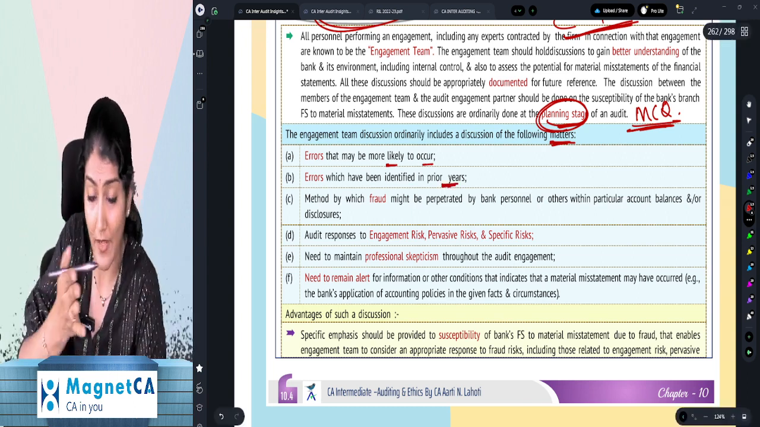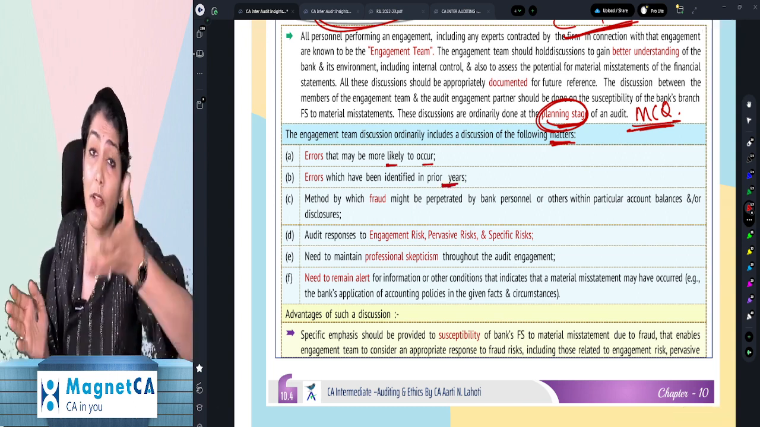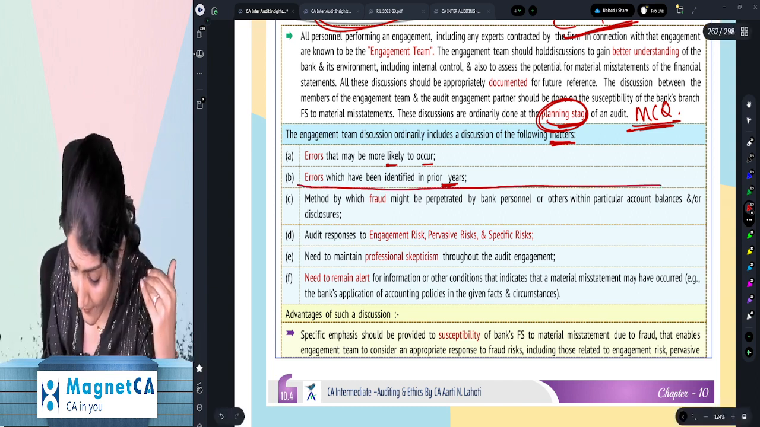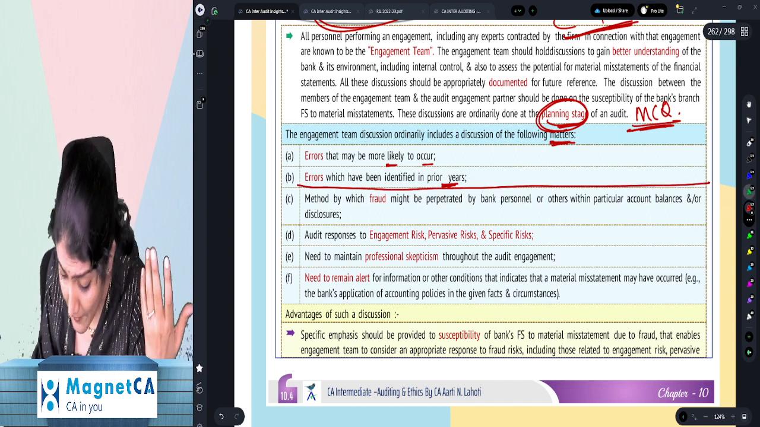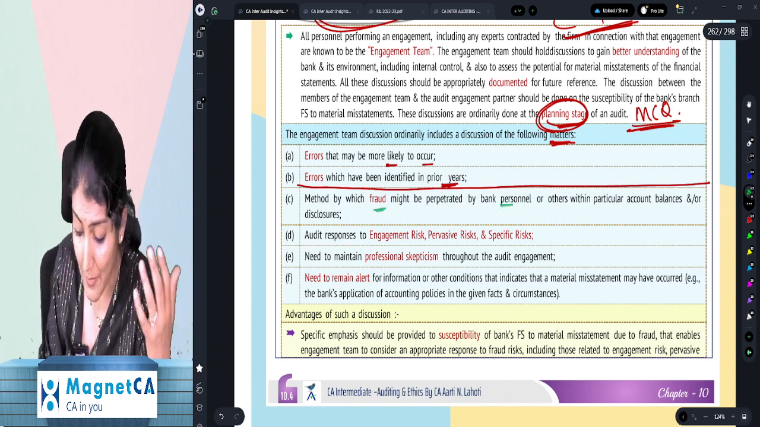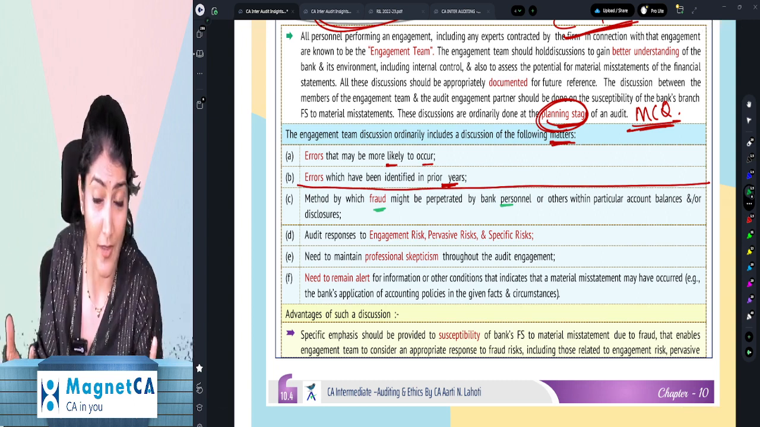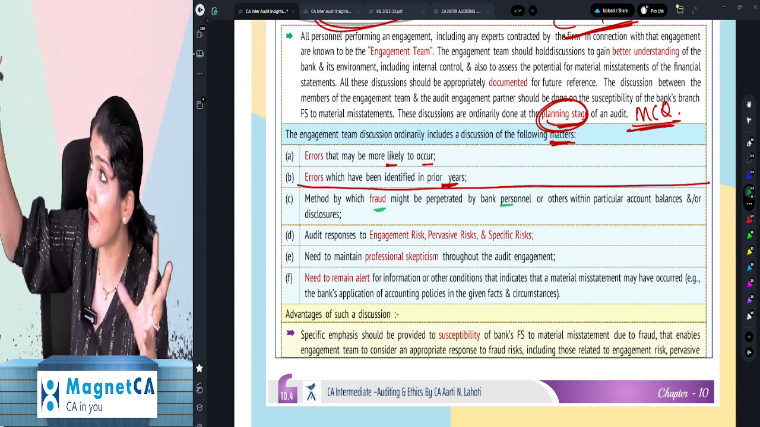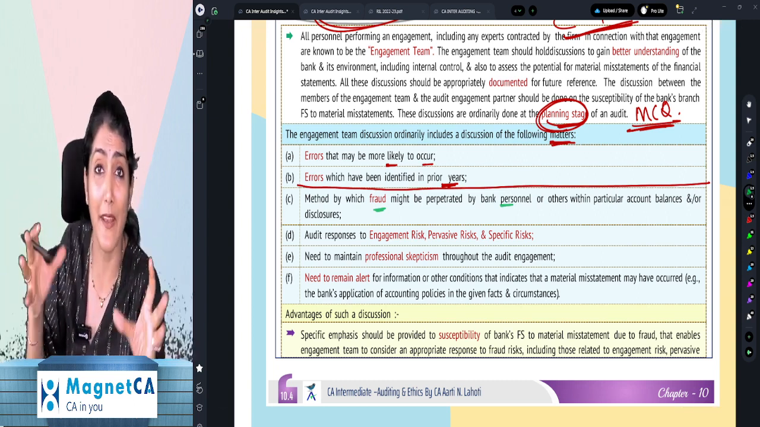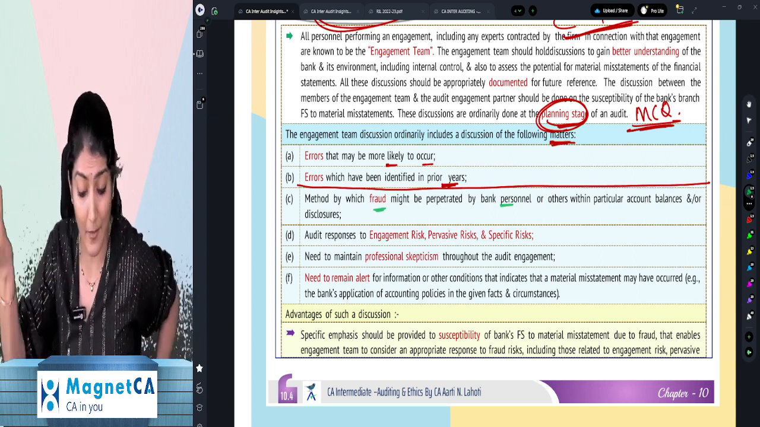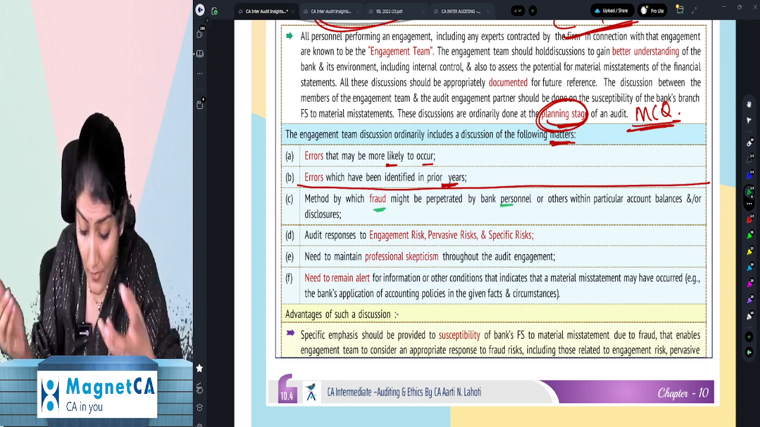Right, so what errors we may find out and what errors we've already found out in the past. One discussion is regarding the error. Then the methods by which the fraud may be perpetrated by bank personnel, that is, how these bank employees can do the fraud. For example, some person has taken a bank locker and then the revenue is not being recorded or the rent is not charged. So that is how the fraud can be done. Then what are the responses to these risks.